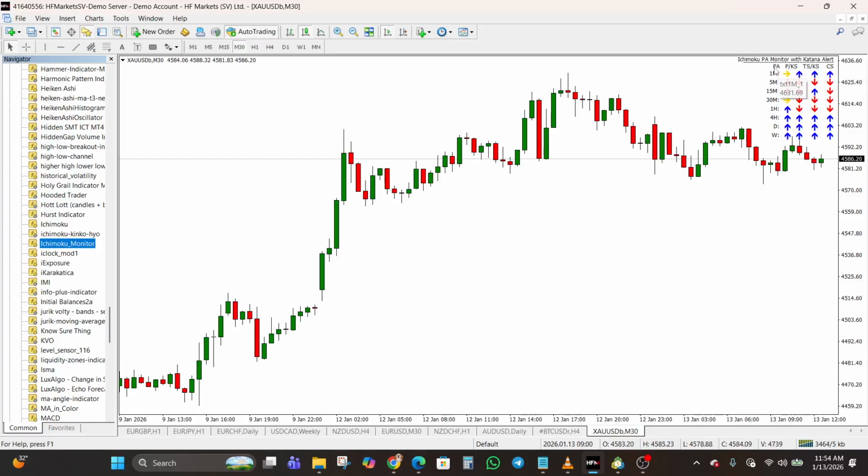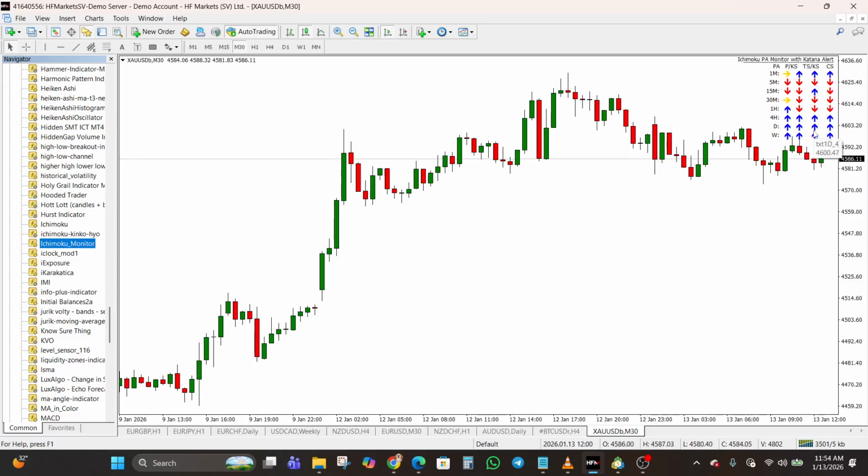This should be the PA, then P/KS, then TS/KS, then the CS. So you can see four columns here, and then these are for the different time frames.